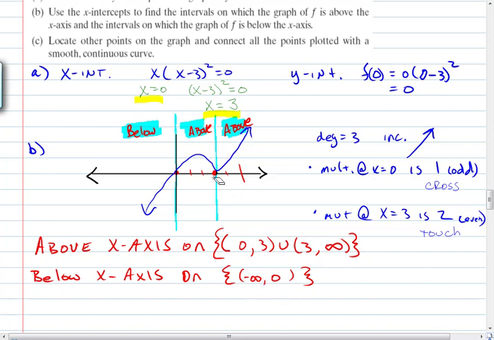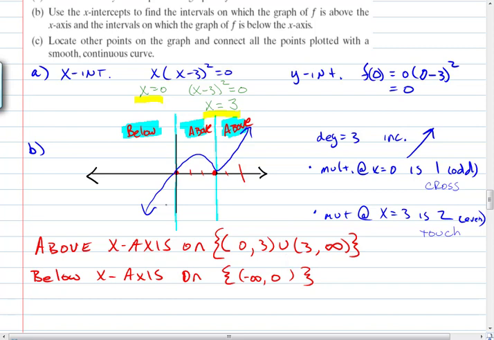At this point, we're actually on the x-axis, so right there at x equals 3, I can't include that point. So the union is how we connect those 2 intervals. Part C says locate other points on the graph and connect all the points plotted with a smooth continuous curve. Well, I could do that by plotting more points.